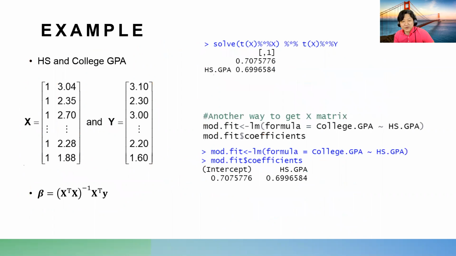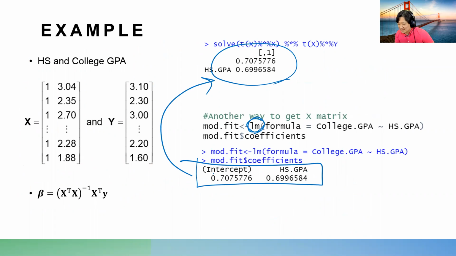So I'm going to compare. This is what we get, right? You learned this one, the lm function, in the regression class. If you run it, you will get the same result. Intercept is 0.707, 0.707, and high school GPA 0.669, 0.669.